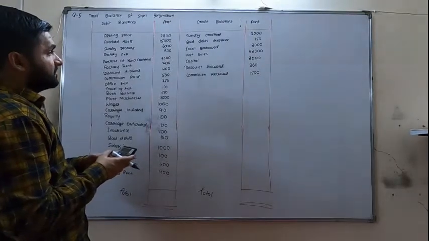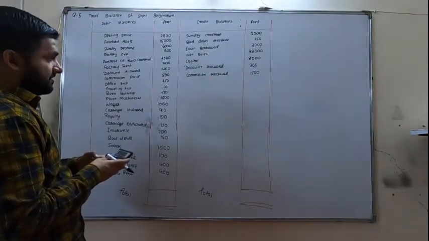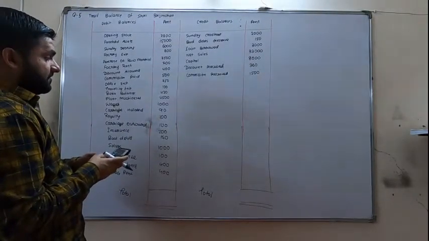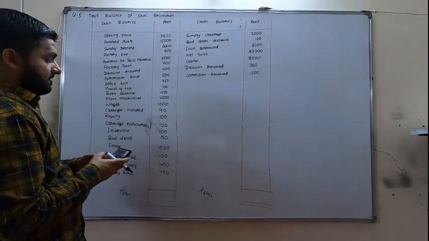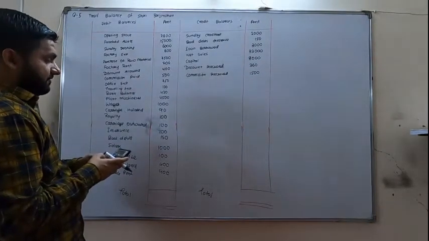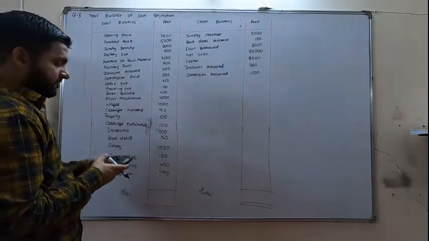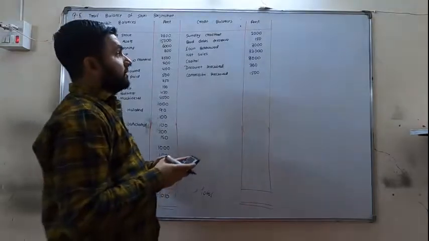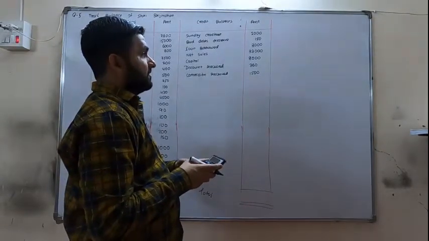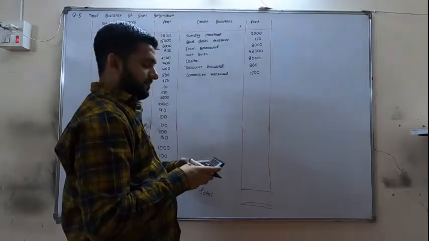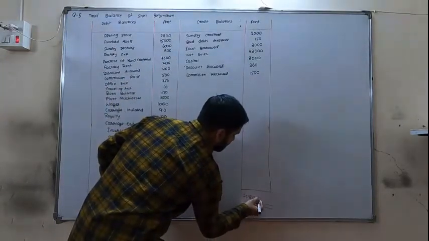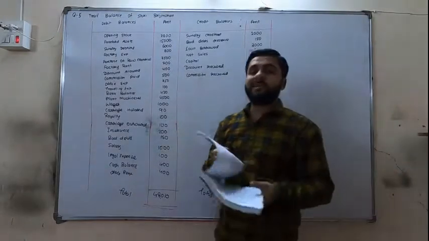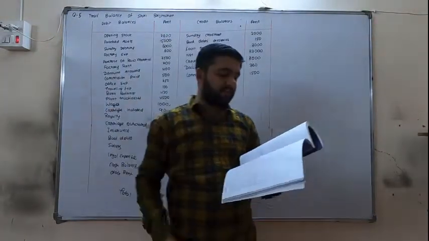7800, 15,000, 6,000, 800, 7,500, 700, 400, 500, 750, 100, 420, 4500, 1000, 90, 100, 100, 200, 150, 1000, 100, 400, 400, total 48,010. Credit side: 2000, 150, 3000, 33,000, 8,000, 360 and 1500, total 48,010. Okay? Yes.